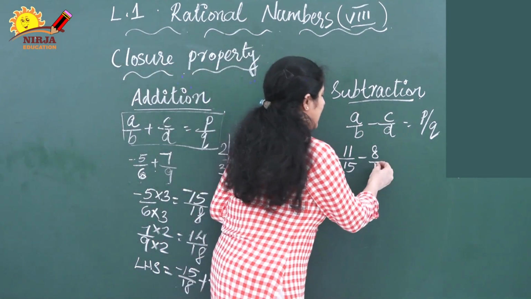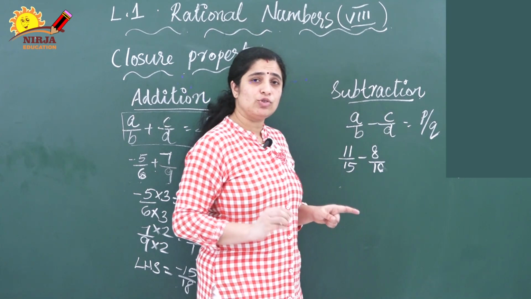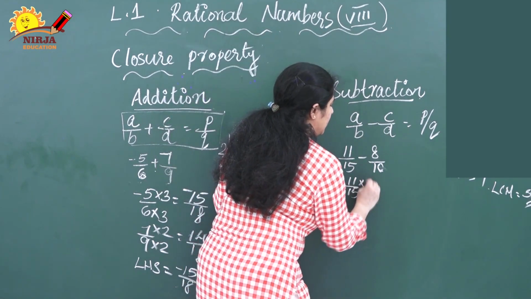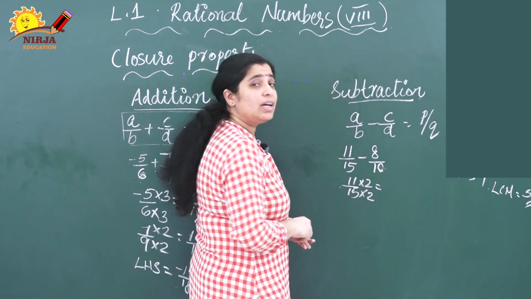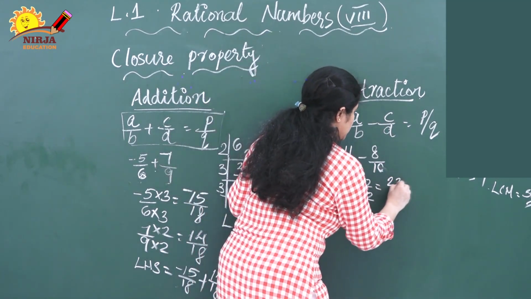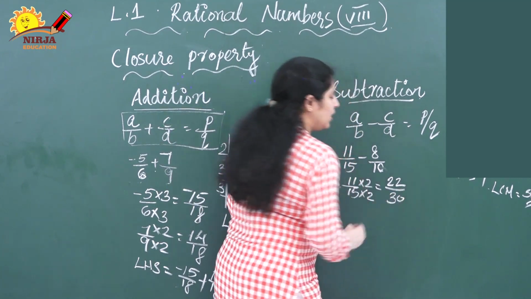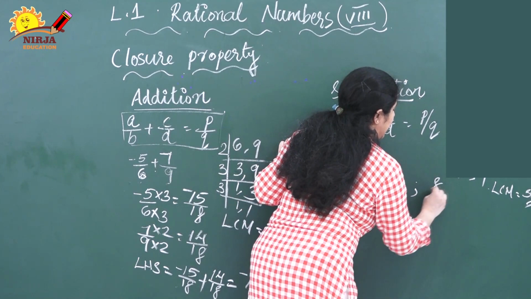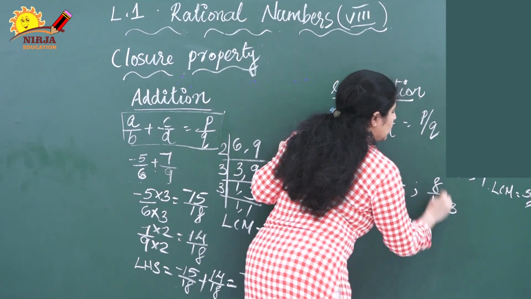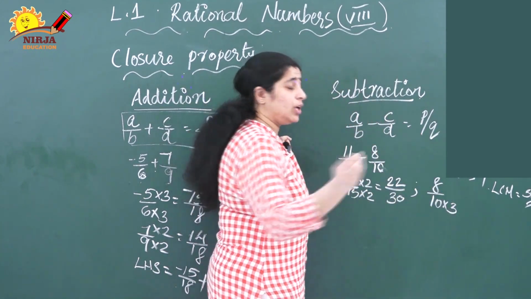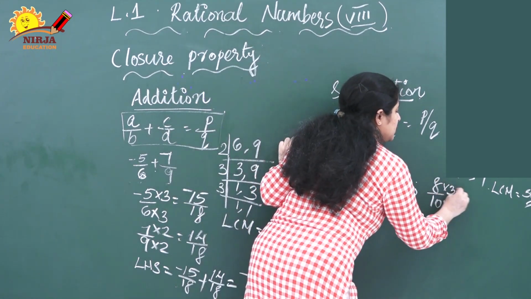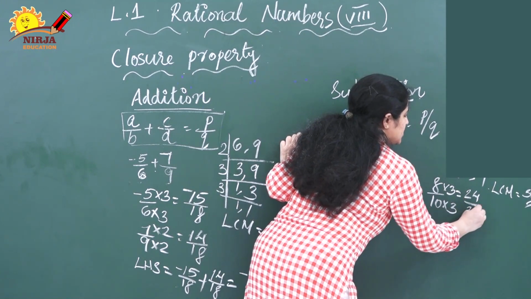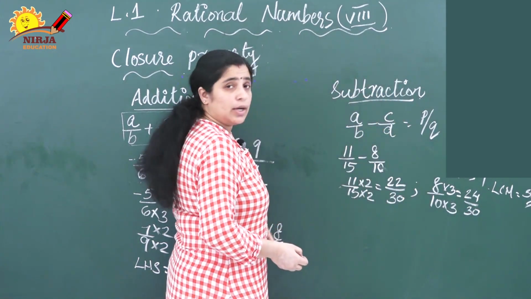Here 15 and 30. First we have to find the LCM. 11 by 15. You can multiply both numerator and denominator by 2. 11 2s are 22 and 15 twos are 30. Now again change the second number, 8 by 10. You have to multiply the denominator by 3. By the same number you have to multiply the numerator also. 8 threes are 24, 10 threes are 30. Now you can do this subtraction.